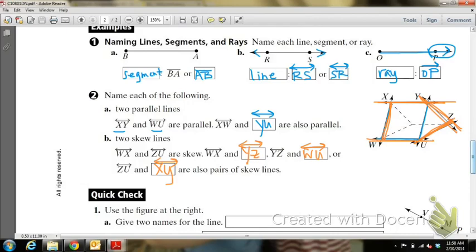Okay, so now you're going to try the quick check. You're going to name the things off of the picture. And then for quick check 2, you're going to look at the map and name parallel streets and name intersecting streets. Okay, so pause the video, try those quick checks, and we'll check your work in class.